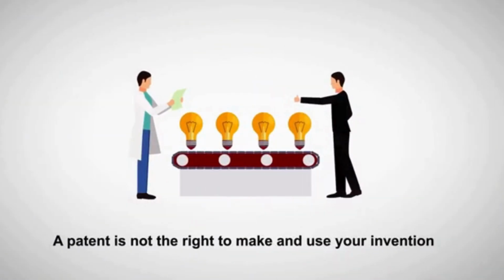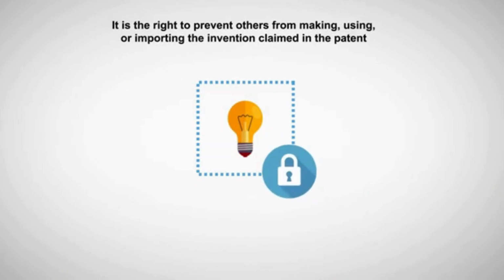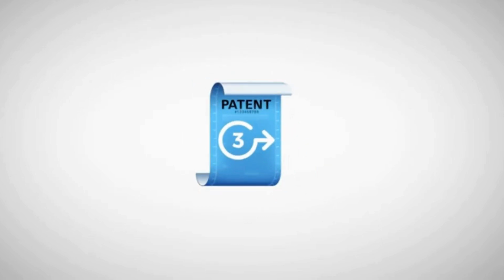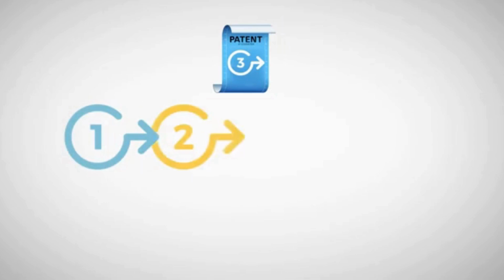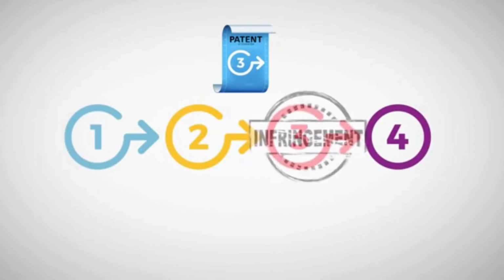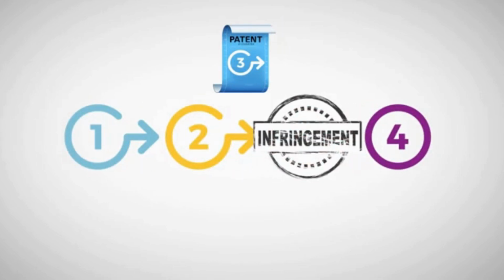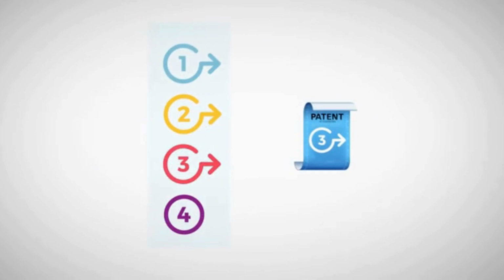A patent is not the right to make and use your invention. It is the inverse. It is the right to prevent others from making, using, or importing the invention claimed in the patent. If a process is covered by a patent, then any product that uses that patented process is infringing on that patent. The allegedly infringing product is compared with the claims in the original patent to see if the product used the patented process, thus infringing on the patent.